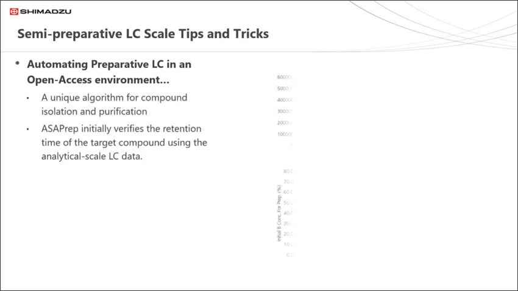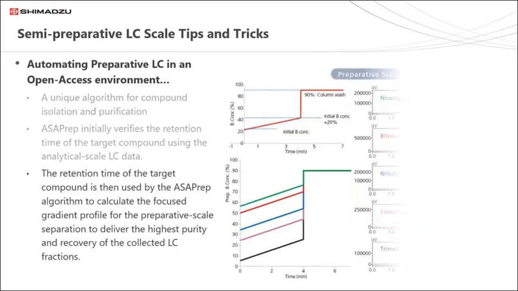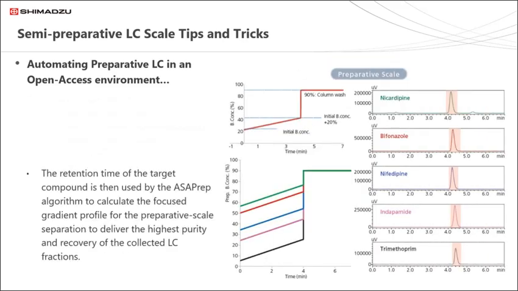Using the same open access software, we employ an algorithm for compound isolation and purification. ACEPrep initially verifies the retention time of the target compound using the analytical scale LC data. The retention time of the target compound is then used by the ACEPREP algorithm to calculate the focus gradient profile for the preparative scale separation to deliver the highest purity and recovery of the collected LC fractions.